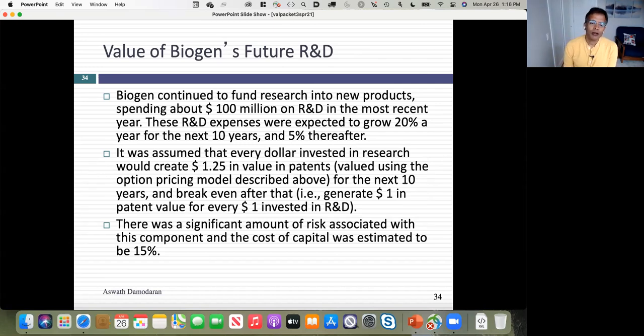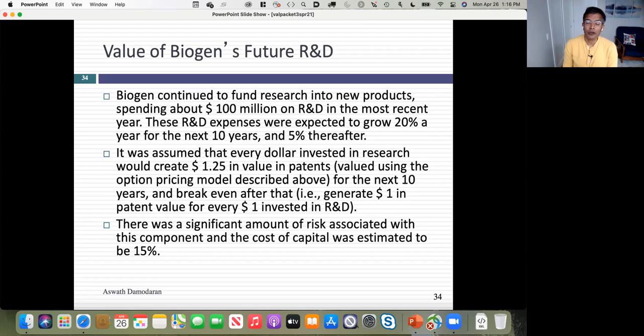If you look at the biotechnology business collectively, they earn about 4 to 5% above the cost of capital. That's the power that those patents give you, protection from competition. I assume that Biogen would make about 4 to 5% above the cost of capital. What does that translate into? Every dollar they spend on R&D creates about $1.25 in value. It's value creating, and every dollar invested creates $1.25 in value.